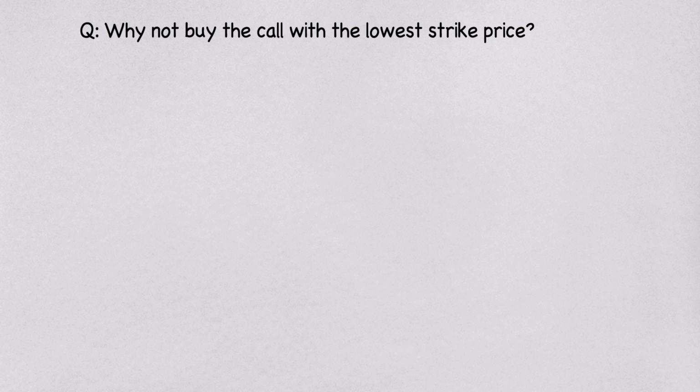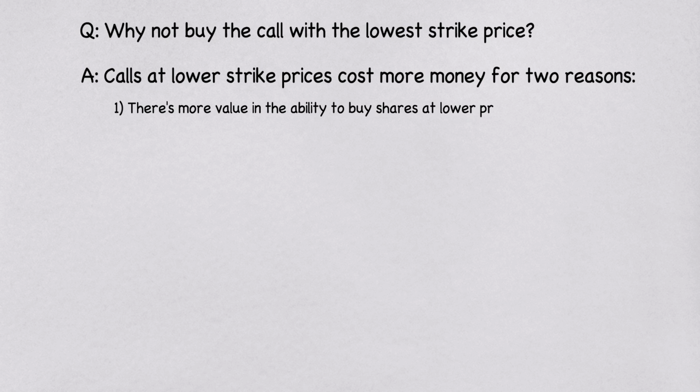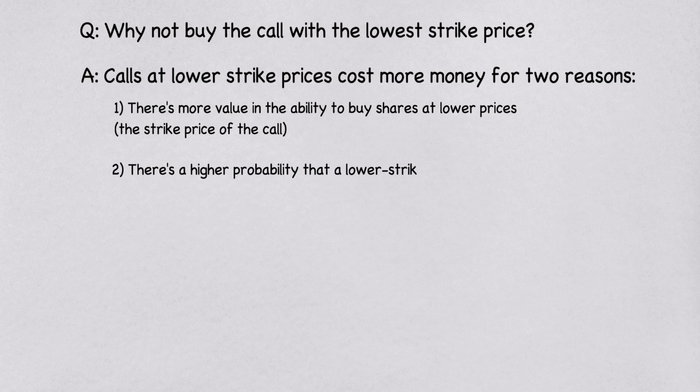Now, logically, it would make sense that buying shares at lower prices would be more favorable than buying shares at higher prices. So why not buy the call option with the lowest strike price? Well, the answer is that calls at lower strike prices cost more money for 2 reasons. The first being that there's more value in the ability to buy shares at lower prices, which is the strike price of the call. And the second reason is that calls at lower strike prices have a higher probability of being valuable at expiration.